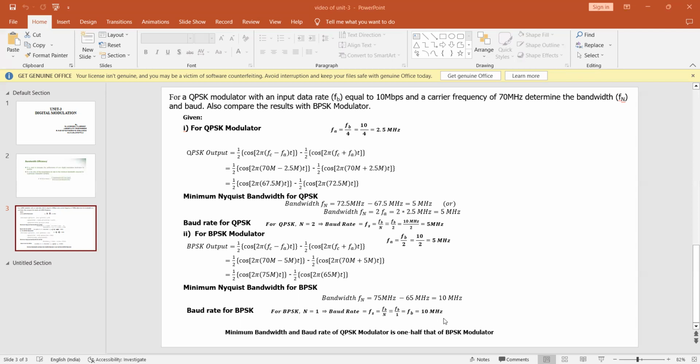So 10 megahertz. From the bandwidth and baud of QPSK and the bandwidth and baud of BPSK, we come to know that the bandwidth and the baud rate of the QPSK modulator are 1/2 that of the BPSK modulator. Okay. So this is the comparative result of the QPSK and BPSK modulators.